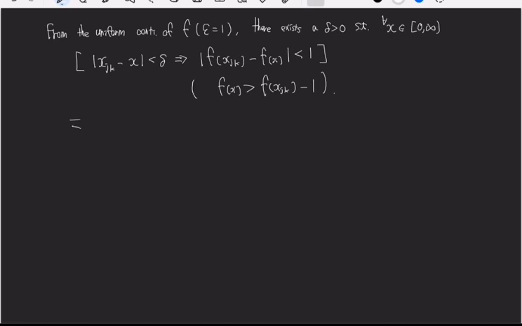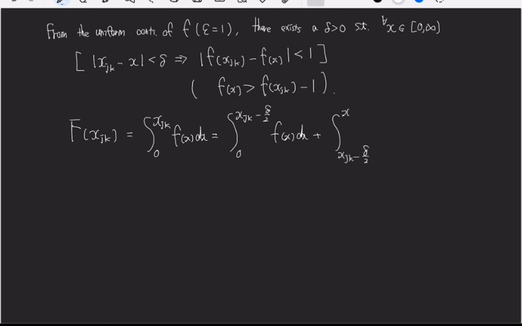Now we consider the capital F of x_{j_k}, which is defined by the integral from 0 to x_{j_k} of f(x) dx. Dividing the integration, we can say that F(x_{j_k}) is equal to the integral from 0 to x_{j_k} minus delta over 2, plus the integral from x_{j_k} minus delta over 2 to x_{j_k} of f(x) dx. From the boundedness of capital F, the first integral is bounded by some positive constant c.